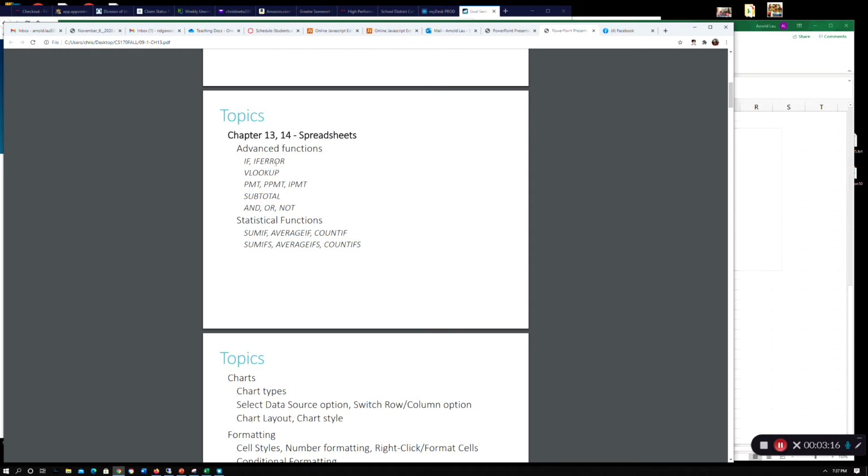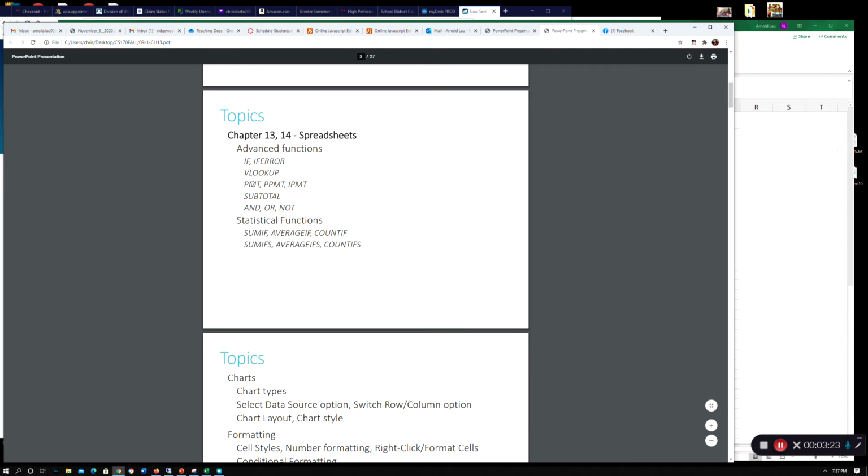You have the IF statement, you have IFERROR, we have the VLOOKUP that we did from last week. I'm going to do a couple of these. I did the PMT last week, but I'll do this part also here. Subtotals, and, or, not, right? And this is almost analogous to and, or, not when you look at the JavaScript too, so it helps if you know that too.